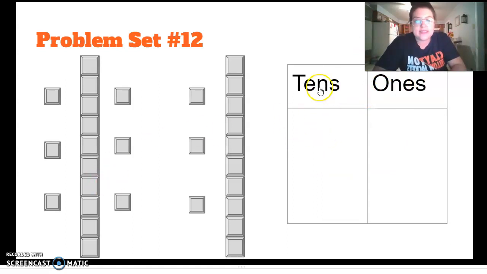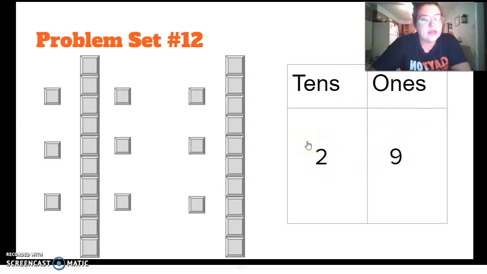So, how many tens? Well, when we look at this picture here, we see that there are 2 quick tens. So, 1, 2 tens. Okay, then we go back and count our ones. 1, 2, 3, 4, 5, 6, 7, 8, 9. 9 ones. 2 tens and 9 ones is equal to what number? It's equal to 29.